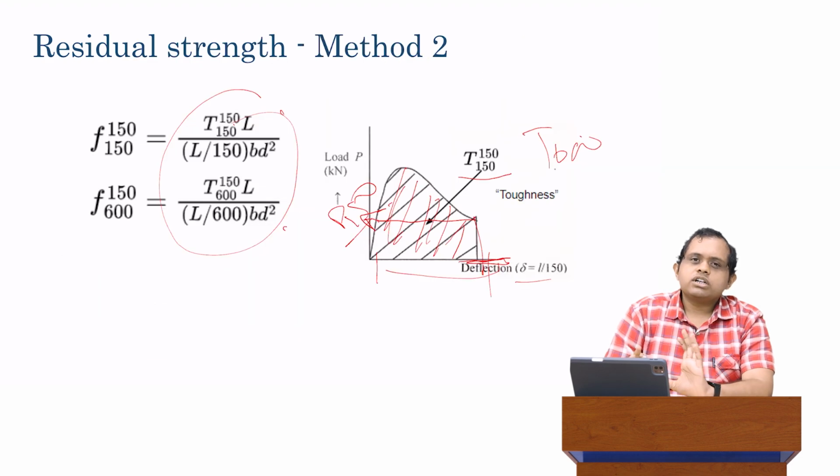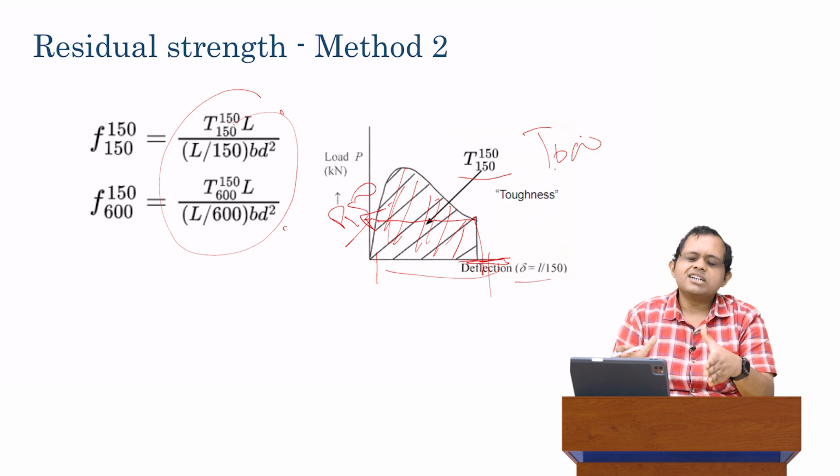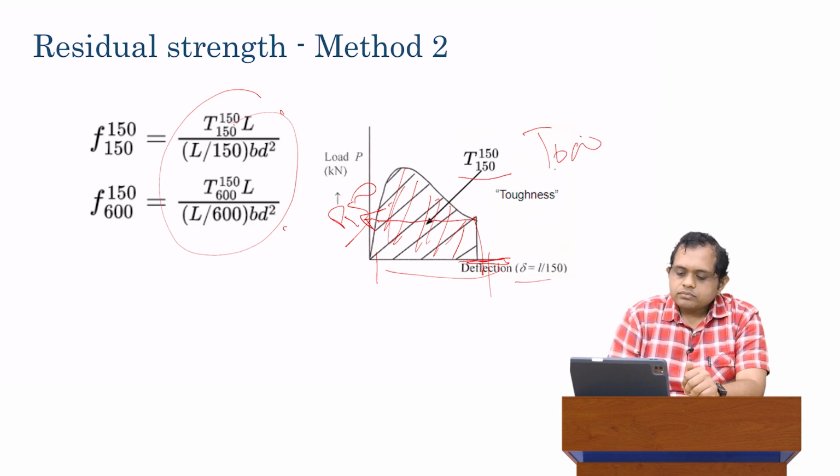Method 2 tends to give you a little more stable value across different materials. So your variance between different materials is a little lower if you use method 2 than if you use method 1, but it's really a choice of the designer as to which method they want to use.